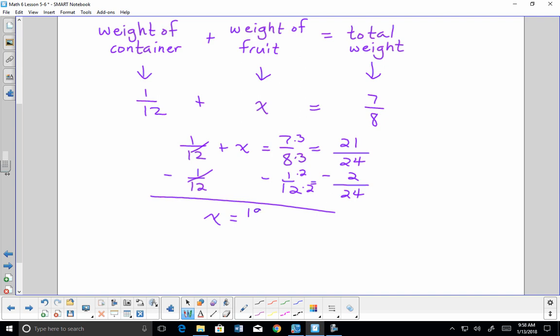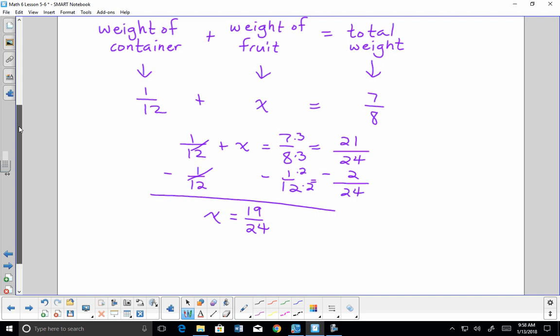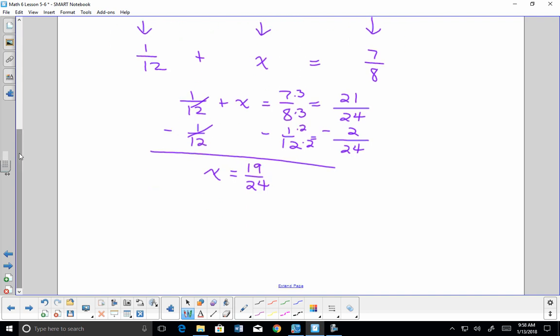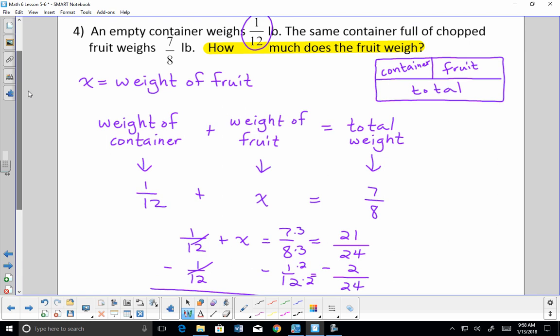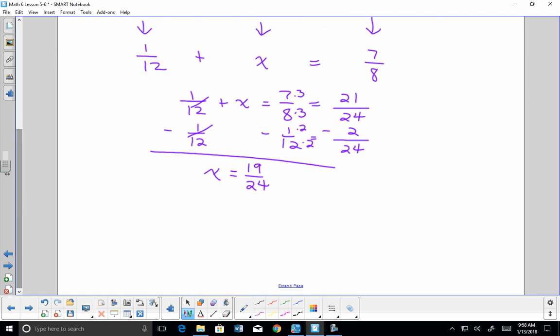And since this is a word problem, we need to write the answer in a complete sentence. So the weight of the fruit, because that's what we were asked to find, if you remember, x is how much does the fruit weigh. We solved for x, so x here is 19/24, so the fruit weighs 19/24 pounds.